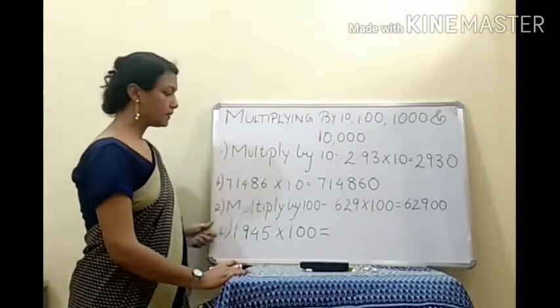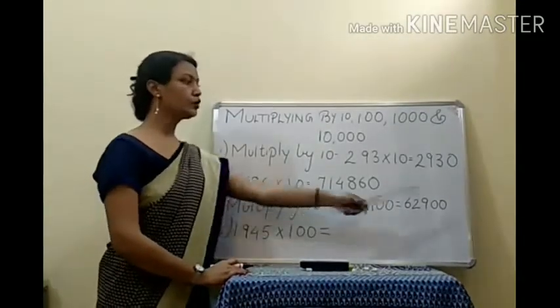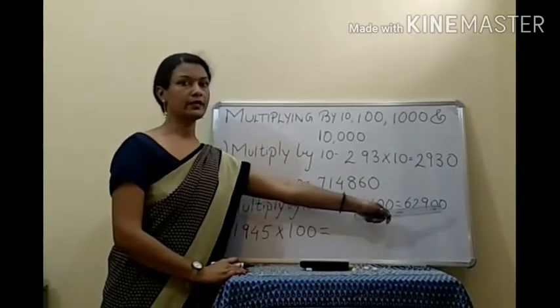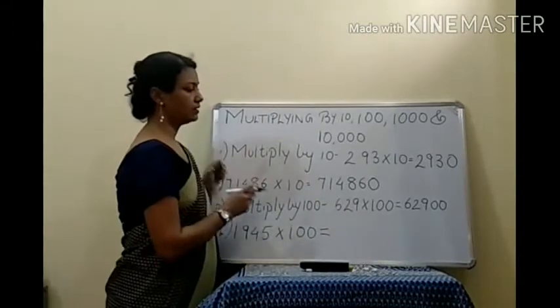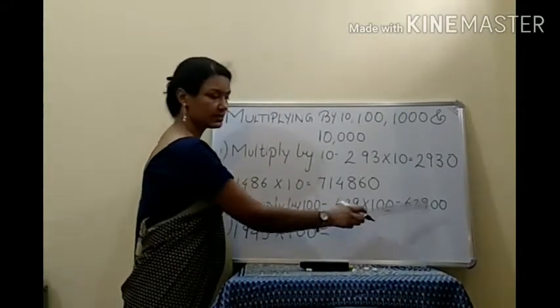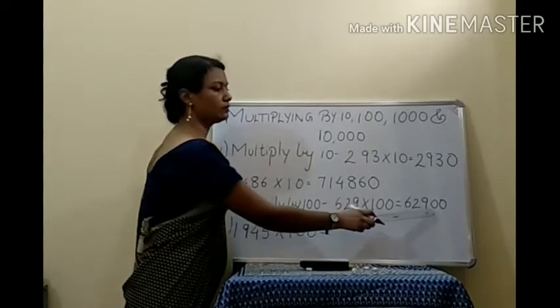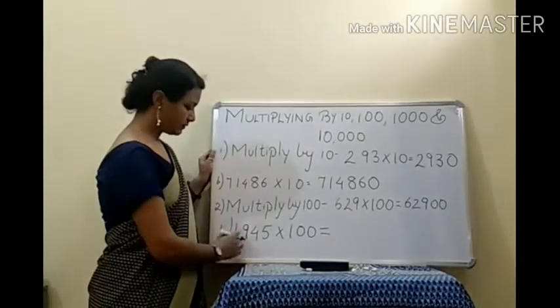Now multiply by 100. So when we multiply by 100, we put 2 zeros at the right. So 629 multiply by 100, 629 as it is and 2 zeros are here. So we will put here 2 zeros. Let's see one more example.